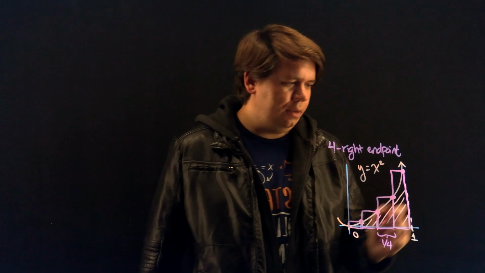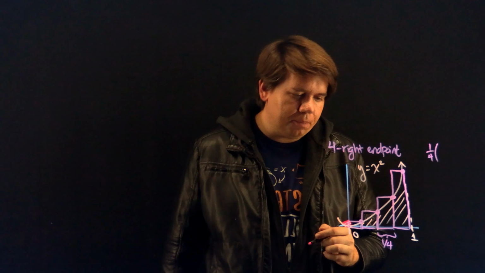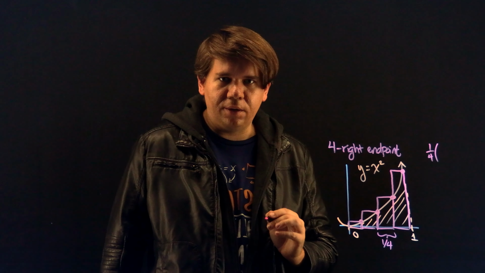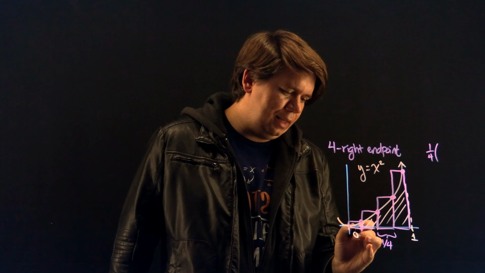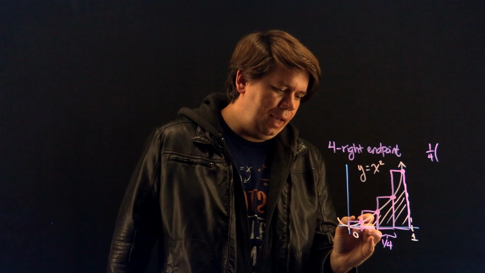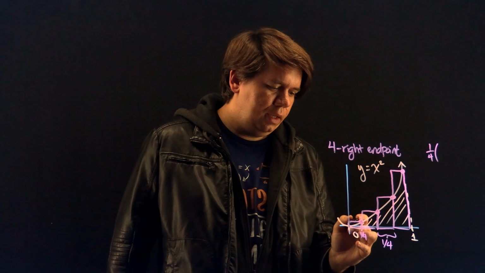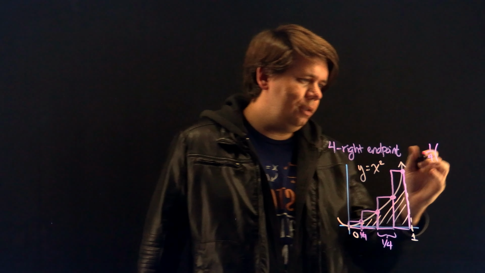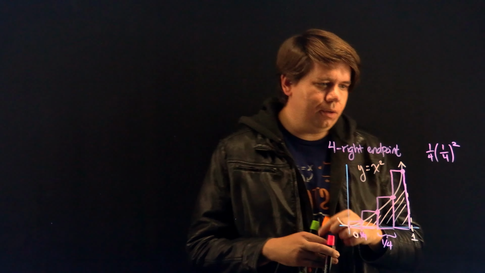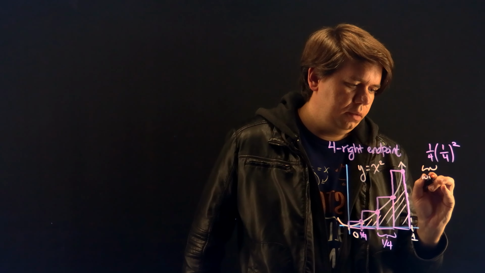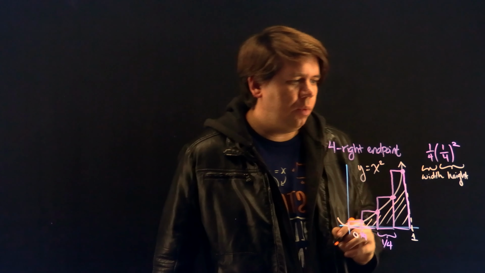So for this first rectangle, we know the area is 1/4, and I need to times that by the height of this rectangle. What is the height? Well, I started off at 0, but I went over 1/4, so this is at the x value 1/4, and so the height is the corresponding y value. This height here is the corresponding y value, where y is x squared, so the height is 1/4 squared. So just to be clear, for this first rectangle, my width is 1/4, whereas my height is 1/4 squared.